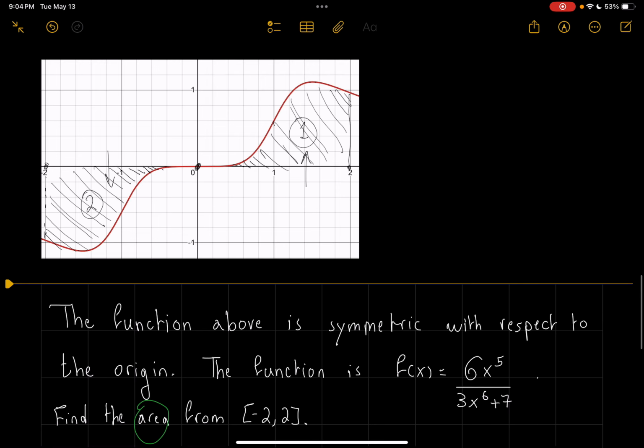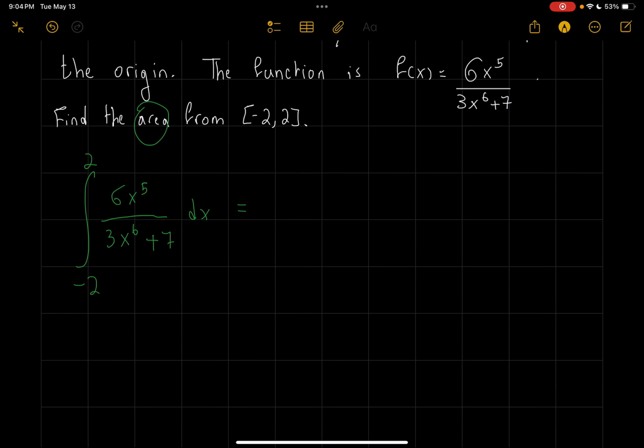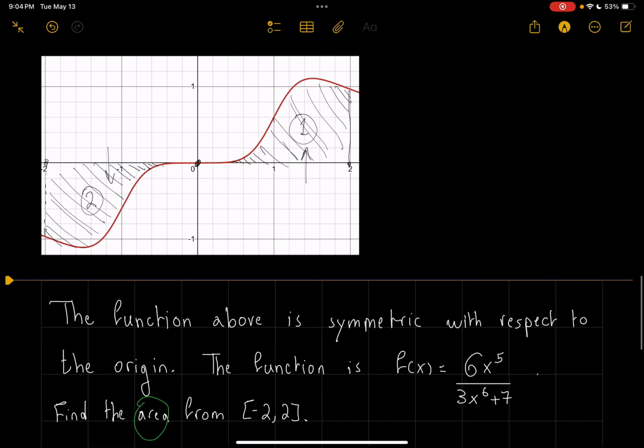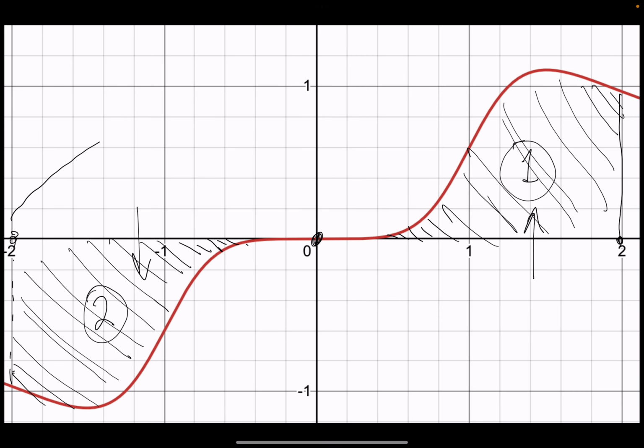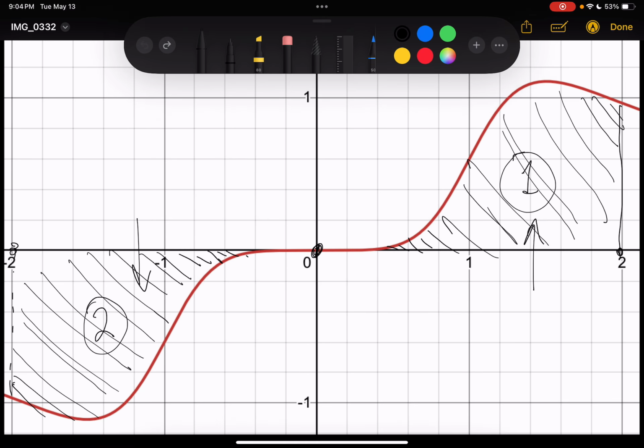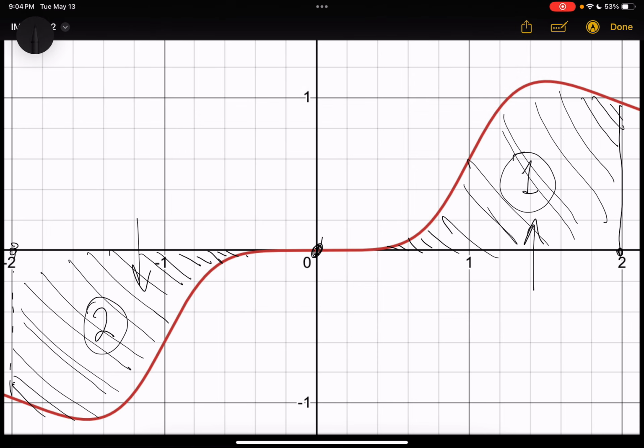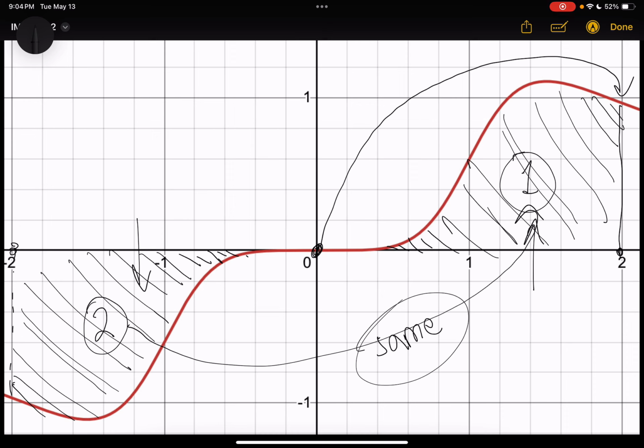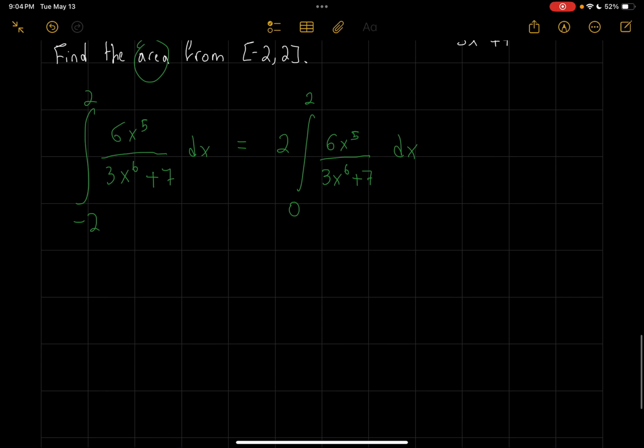Now, since the areas of section 1 and section 2 are the same, why not change this integration to 2 times the area from 0 to 2 of 6x^5 over 3x^6 plus 7 dx. See, instead of taking the integration from all the way over here, I'm going to take the integration only from 0 to 2 and multiply it by 2 because they are the same. Because it's symmetric with respect to the origin. So, I'm going to work on this second integration over here.